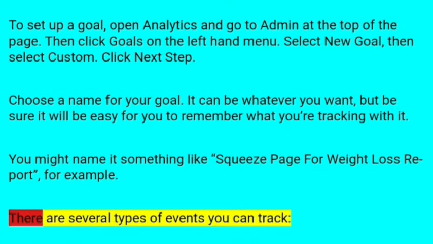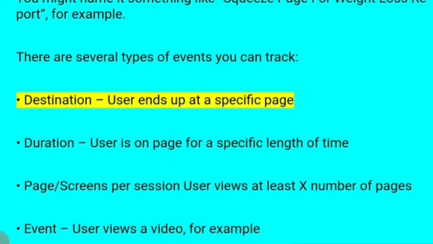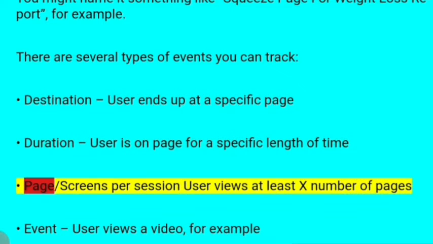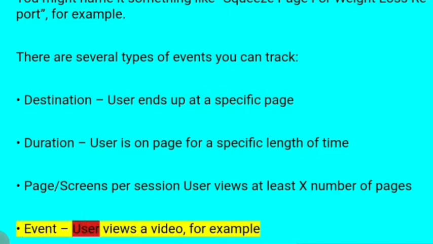There are several types of events you can track. Destination: user ends up at a specific page. Duration: user is on one page for a specific length of time. Pages per session: user views at least X number of pages. Event: user views a video, for example.